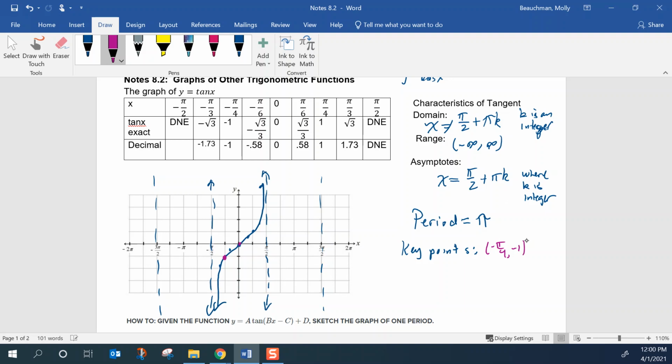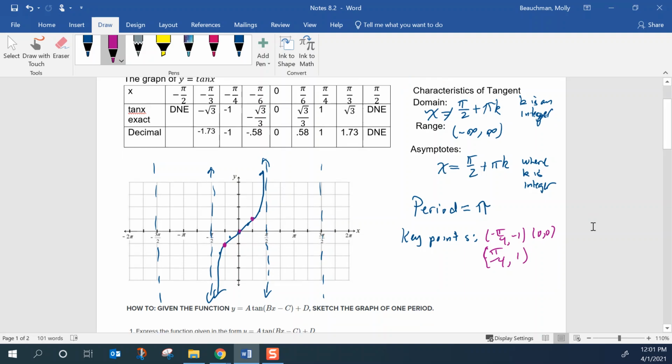0, 0. And pi over 4, 1. The reason why these are the key points is if we're doing a vertical stretch, we're multiplying the y-coordinates by a value, so it makes it nice and easy to multiply negative 1 and 1 by the value. And 0, 0 is the intercept. And then the asymptotes are another key feature of the graph that you draw in. So let's take a look at a transformation of the tangent function.